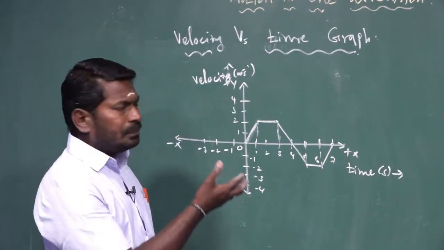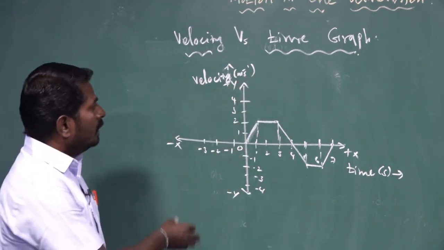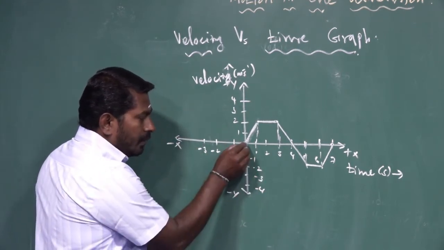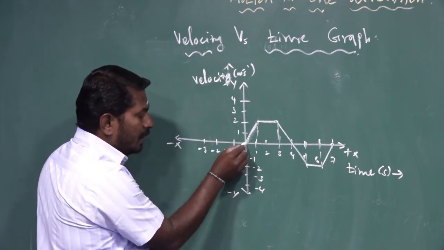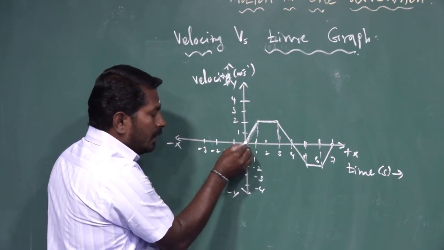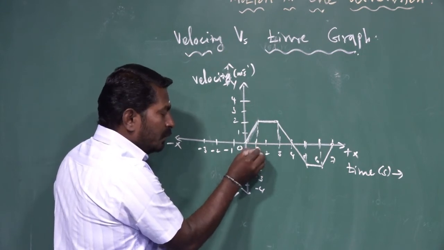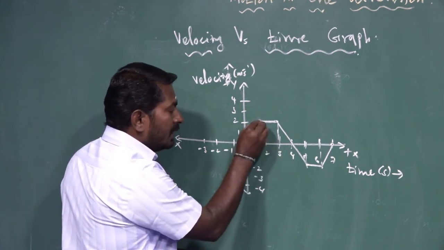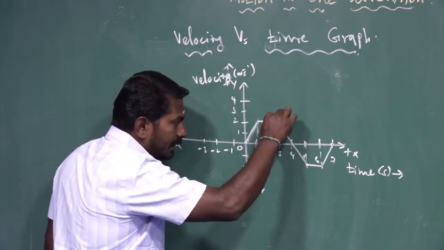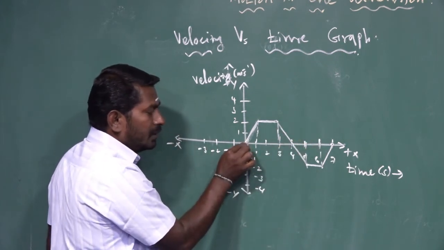So dear students, see the motion in one dimension, velocity versus time graph. In the velocity versus time graph, initially at the origin, the velocity of the body is 0. Time increases from 0 second to 1 second, and the velocity of your body increases at a constant rate. From the first second to the third second, the velocity remains constant. From the third second to the fourth second, velocity decreases at a constant rate. At the end of the fourth second, the velocity of your body is 0.